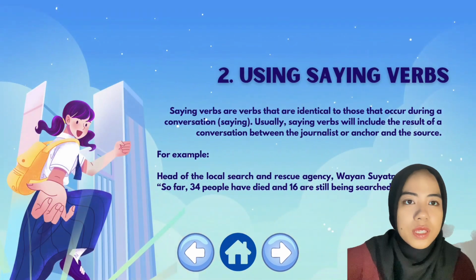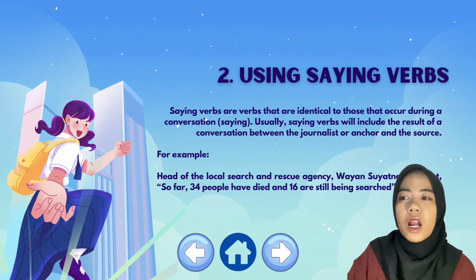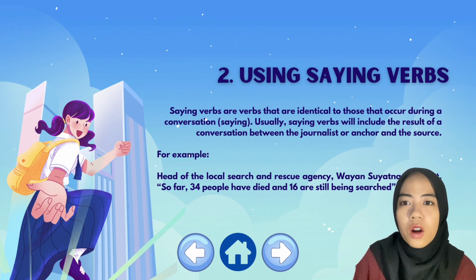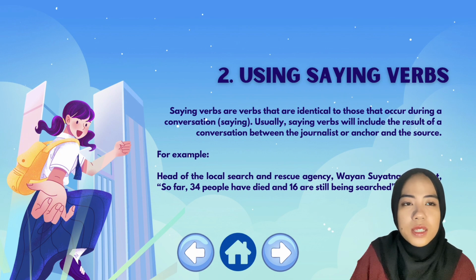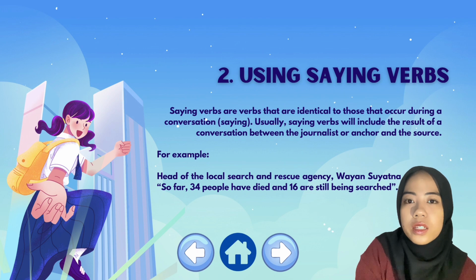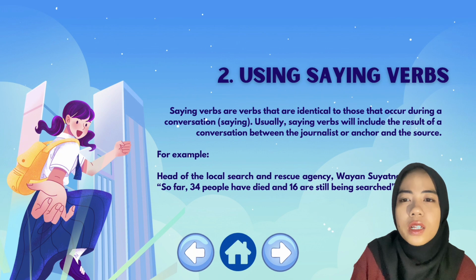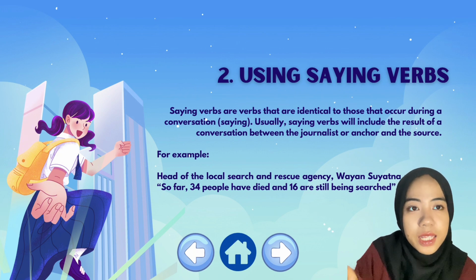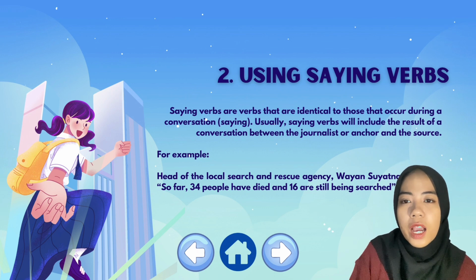The next, using saying verbs. What are saying verbs? Saying verbs are verbs that are identical to those that occur during a conversation or saying. Usually, saying verbs will include the result of a conversation between the journalist or anchor and the sources. For example, head of the local search and rescue agency, Wayan Sayatna, said that so far 35 people have died and 16 are still being searched.